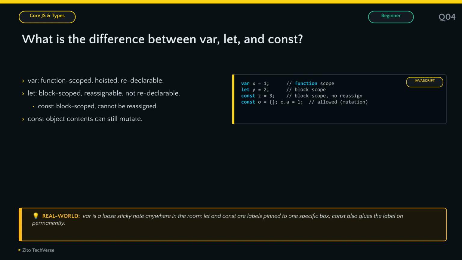Question 4. What is the difference between var, let, and const? Var is function scoped and hoisted. Let and const are block scoped. Const prevents reassignment of the variable binding, though objects assigned to const can still have their properties mutated.